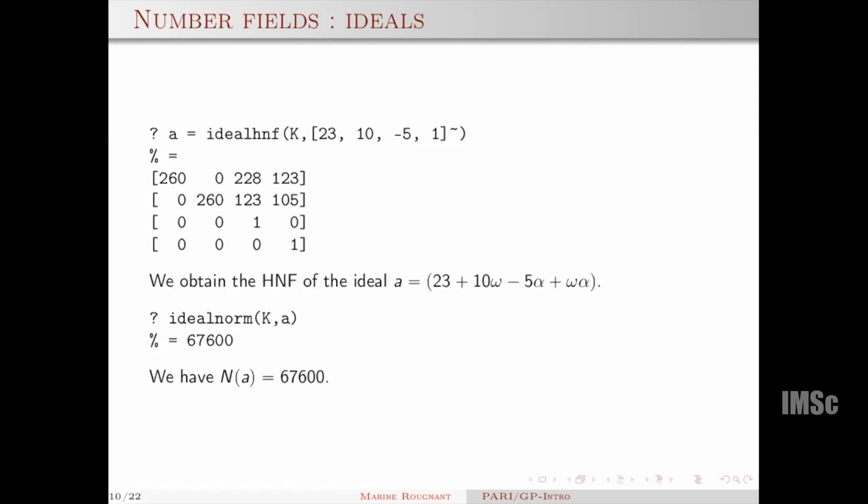So let's call A the ideal given by that in the integral basis. The matrix associated to it is that. And you can also have the norm of any ideal with idealnorm, to which you specify the number field and then your ideal. So here it's huge. But as you can see, the norm is just the determinant of this matrix.